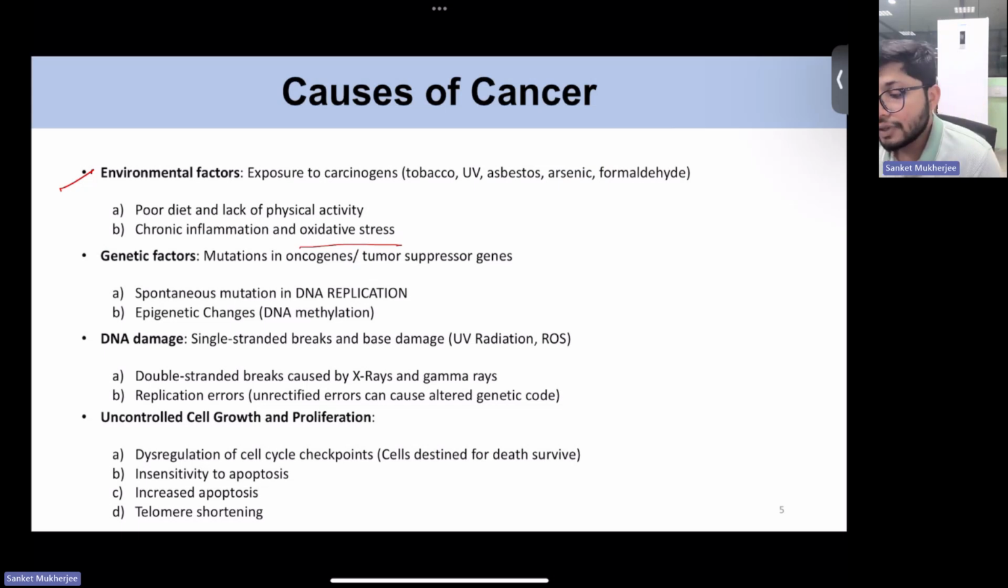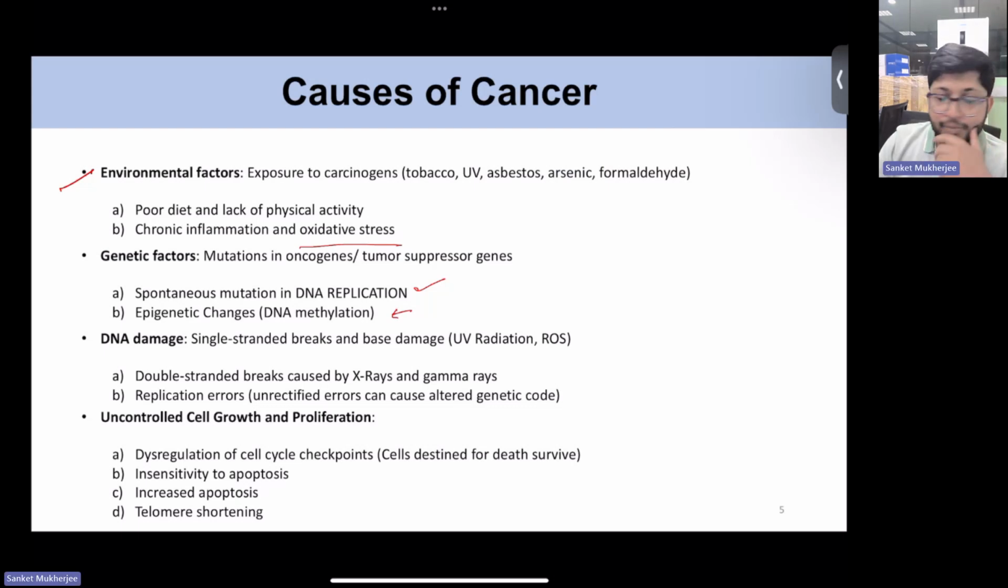Now, there are genetic factors as well. There are mutations in oncogenes or tumor suppressor genes. There could be spontaneous mutation in the DNA replication, or there could be epigenetic changes, like in case of DNA methylation, which can contribute to dysregulated expression of genes. This can lead to cancer.